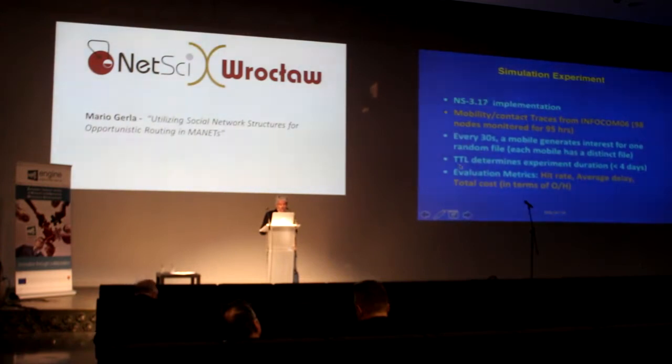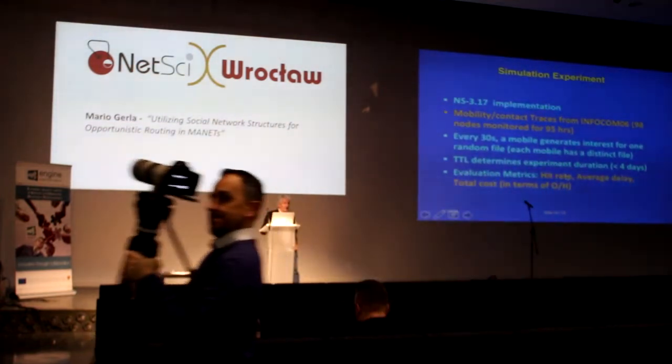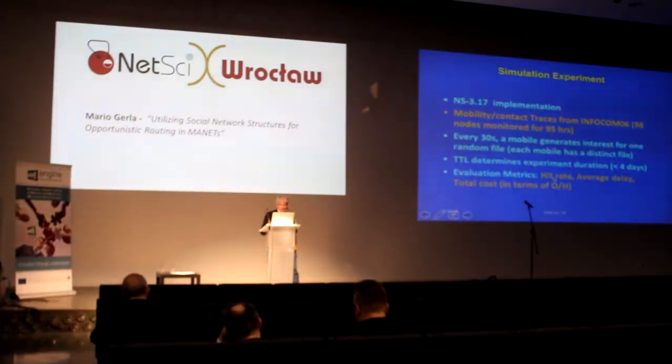We set the time to live in the simulator, so after 4 hours, the whole thing stops. So we collect 4 hours worth of data. And the metrics that we use to evaluate our scheme against other schemes are the hit rate, so what is the probability that we get to the file. The probability may not be 1, because the nodes may actually never meet each other, even during the experimental period.